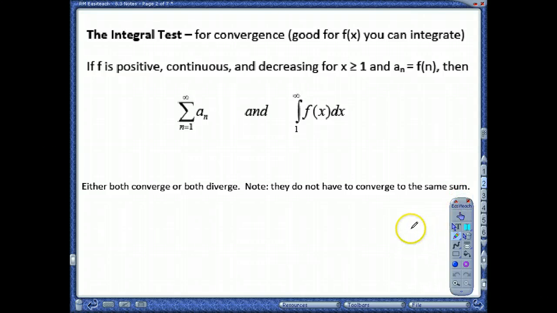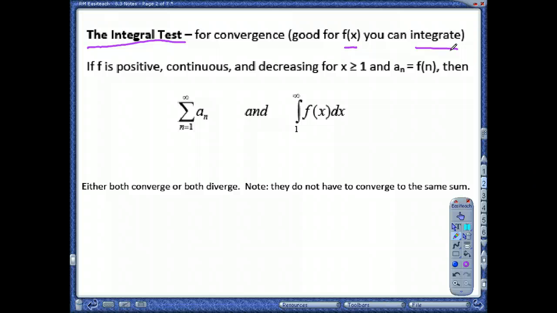Okay, we already have the geometric test, which has its own specific test for convergence and divergence. We have the telescoping series, which does. But then we also learned the nth term test. Well, now we're going to learn the integral test. Now, this integral test is for convergence, and it's good for functions that you can integrate. I know that sounds kind of sarcastic. You can't use the integral test unless you know how to integrate it, but it's true.